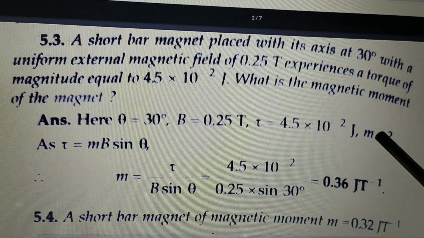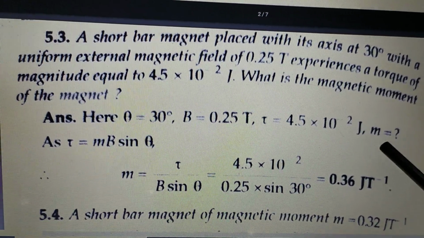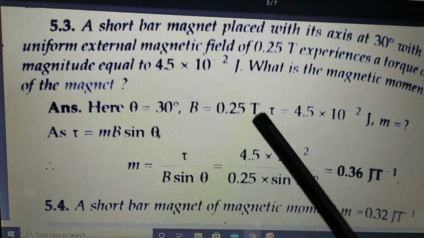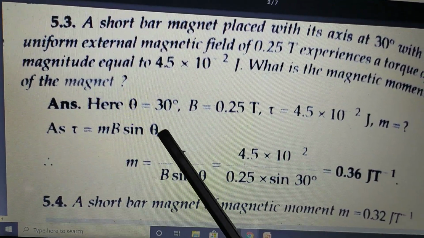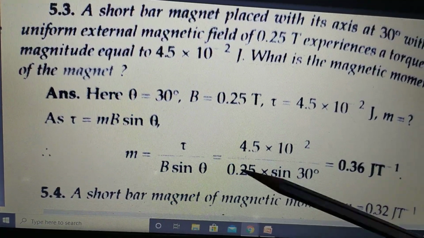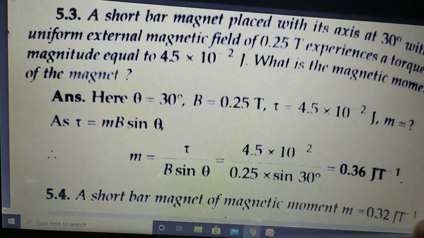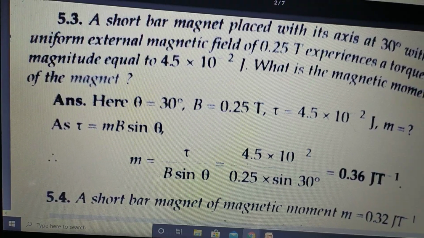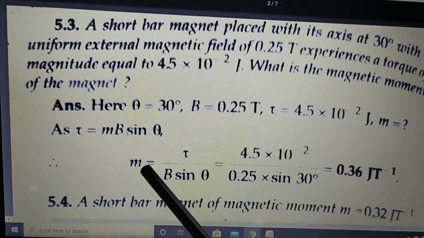How do we denote the magnetic moment? We denote it by the small m. So we have to find the value of this magnetic moment. We are already aware of the formula for the torque. When a magnet is placed in a magnetic field, it experiences a torque. The formula is: torque tau is equal to magnetic moment into the magnetic field into sine theta, where theta is the angle between the bar magnet and the magnetic field. From this formula we can find the value of the magnetic moment.